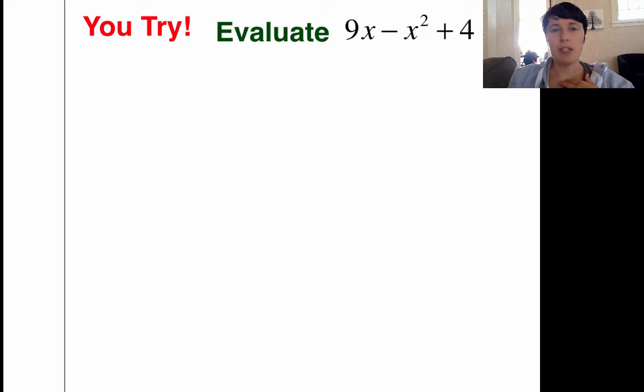Okay, so I want you to practice. I'm going to give you a you-try. Here are your directions. Can you evaluate 9x minus x squared plus 4 if or when x is equal to negative 5? So again, I want you to hit that pause button on your device, and I want you to try it by yourself and see if you can do this. Go ahead and give it a try.